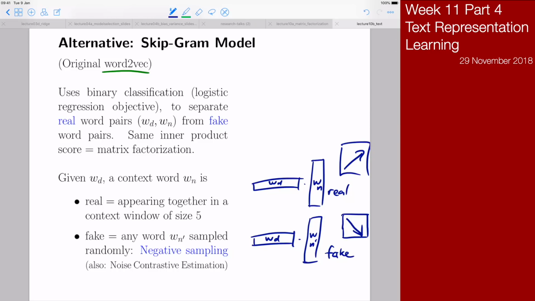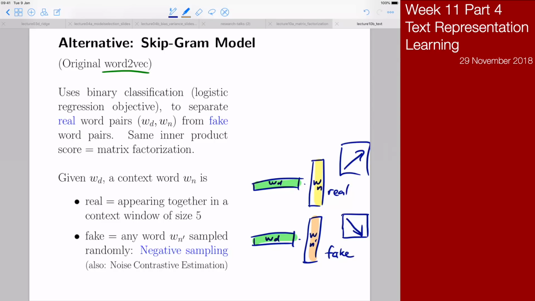So if you think about this, this is actually a linear classifier. If our word here is fixed for a moment, then what we're doing is we classify the other word, the W_N. We want the real word to be recognized as real, and the fake one to be recognized as fake. So real, we want it to have a positive inner product. Remember, linear classifiers. And the fake one, we want it to have a negative inner product. If that would be true, that would be super nice.